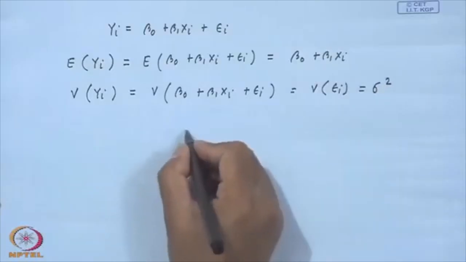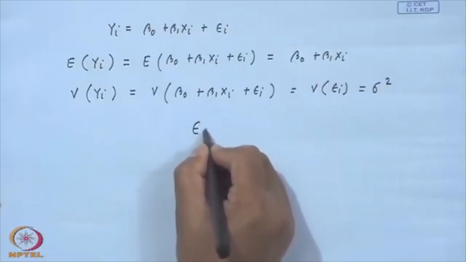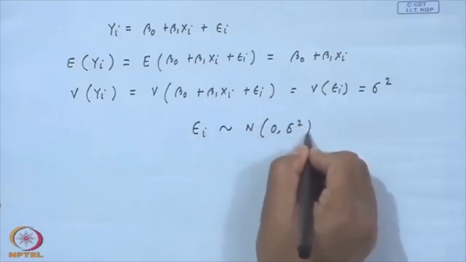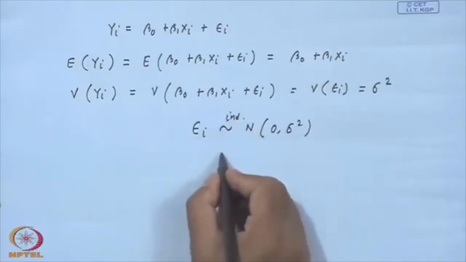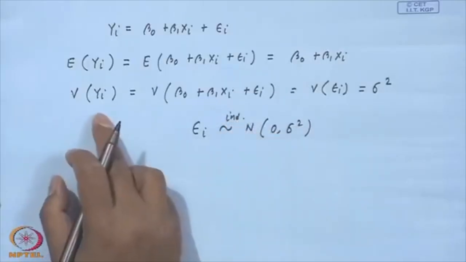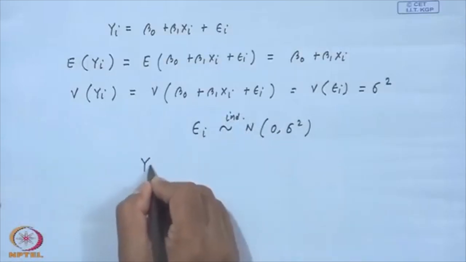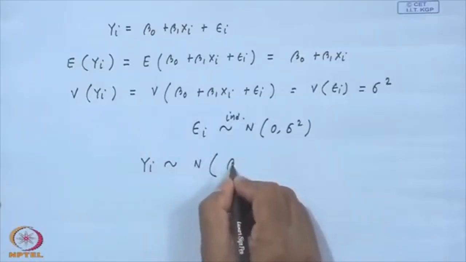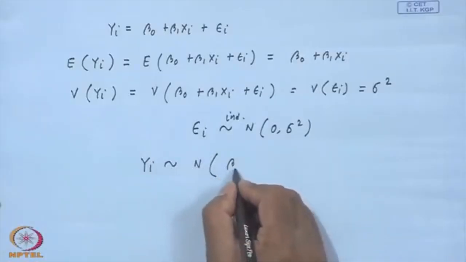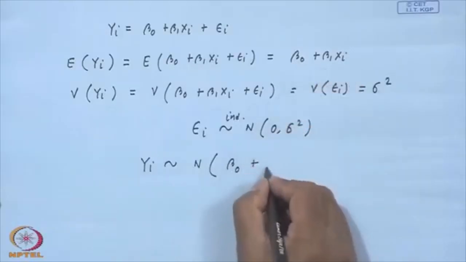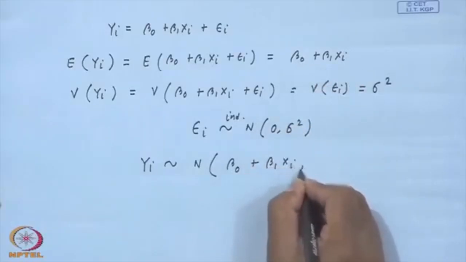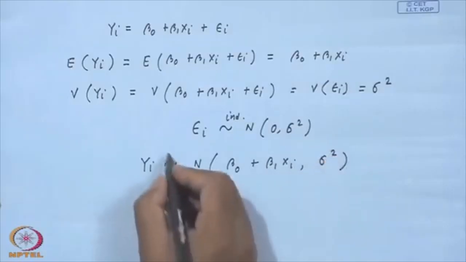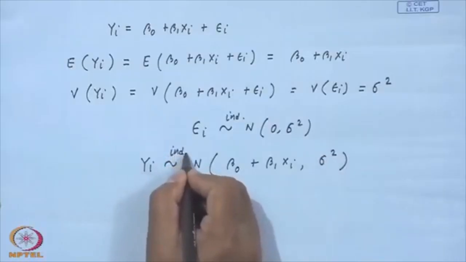And also finally, we assume that epsilon i follows normal distribution with mean 0 and variance sigma square, and they are independent. Okay. And the consequence of this in terms of the response variable y is, so y i follows normal distribution with mean, sorry, with mean beta naught plus beta 1 x i and variance sigma square, and they are also independent. Okay.